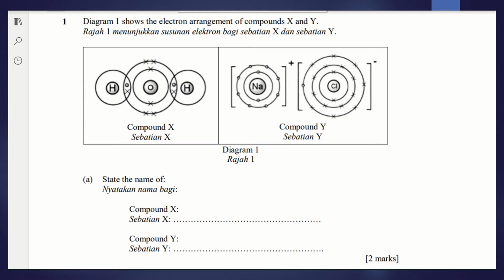Okay, so compound X consists of 2 hydrogen atoms and 1 oxygen atom. The molecular formula for compound X is H2O, so the name of the compound is water. Compound Y consists of sodium ion and chloride ion. The molecular formula for compound Y is NaCl, which is sodium chloride.